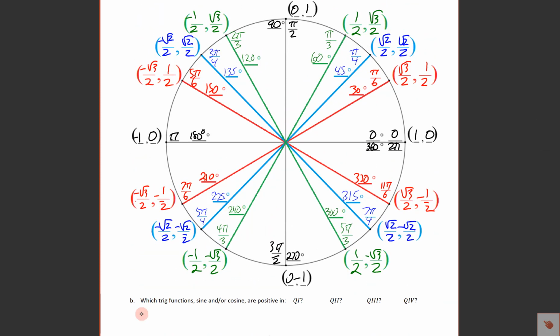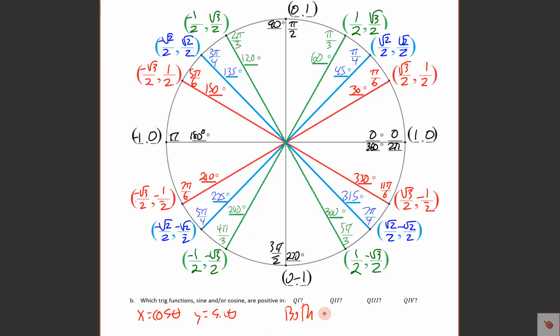Would you take a look at this? Keeping in mind that x is the cosine of theta and y is the sine of theta, can you tell me in quadrant 1 which ones are going to be positive, sine or cosine, or both? Both, because they've got positive coordinates, right? So we're going to put both.